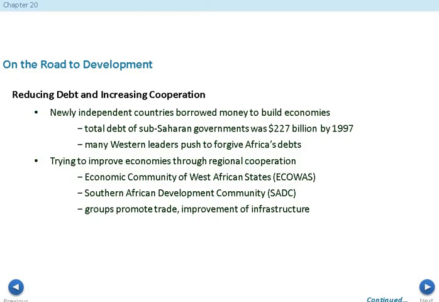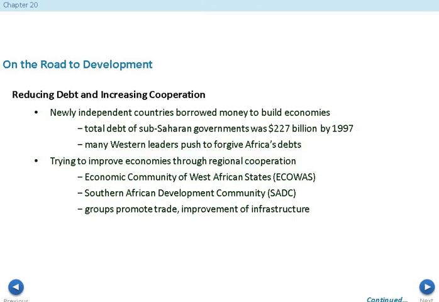And so what we see is the total debt of the sub-Saharan governments is almost $227 billion by 1997. These countries only have a little bit of money, and instead of building infrastructures, roads, things like that, instead of helping out the poor, instead of helping out the people affected by AIDS, they're taking that money and paying back the people that helped them become their own country. South Sudan is doing this as we speak.